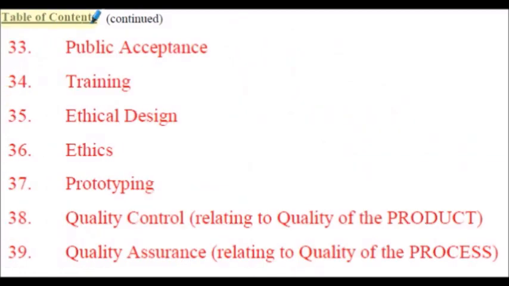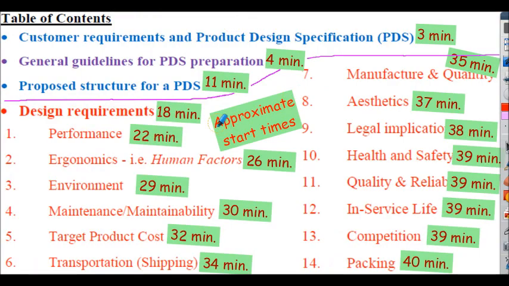And our table of contents continued. Requirement 33, public acceptance, through to 39, related to quality assurance. And this is not a definitive list, but hopefully will be useful considerations to help you generate your product design specification.